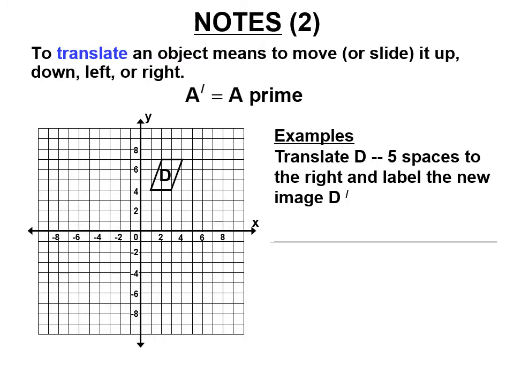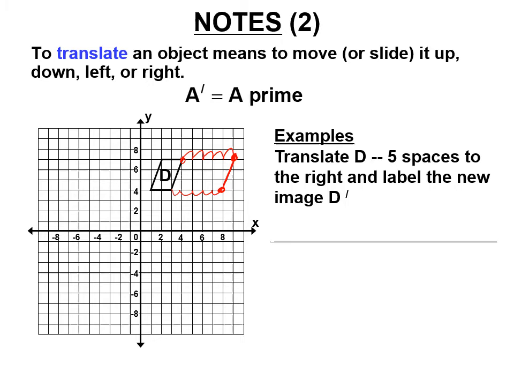So that's what we're going to do first. We're going to translate D 5 spaces to the right. That's a parallelogram, and we're going to move it 5 spaces to the right. The way you do that is you pick a corner, any corner is fine, and move it 5 spaces to the right: 1, 2, 3, 4, 5. Pick another corner, move it 5 spaces to the right: 1, 2, 3, 4, 5.